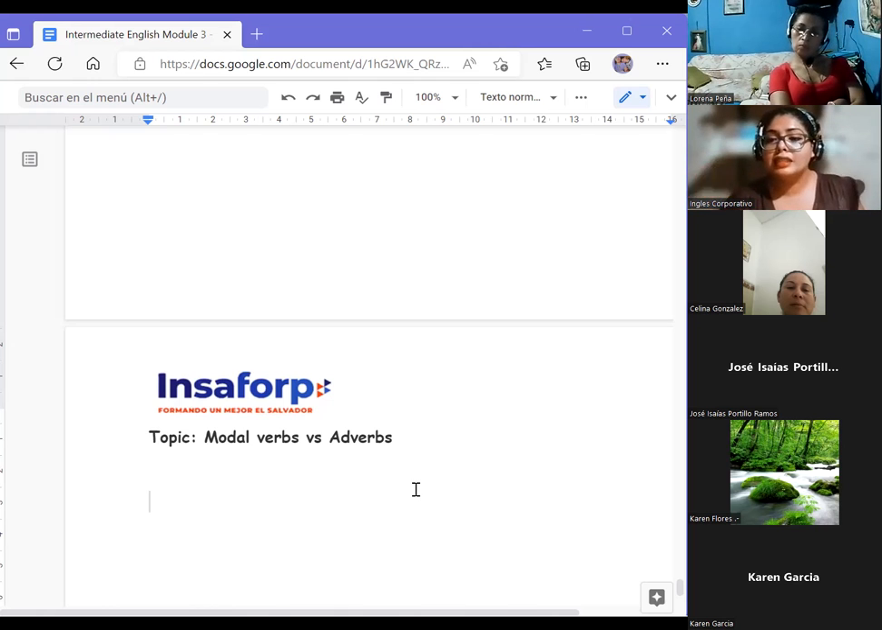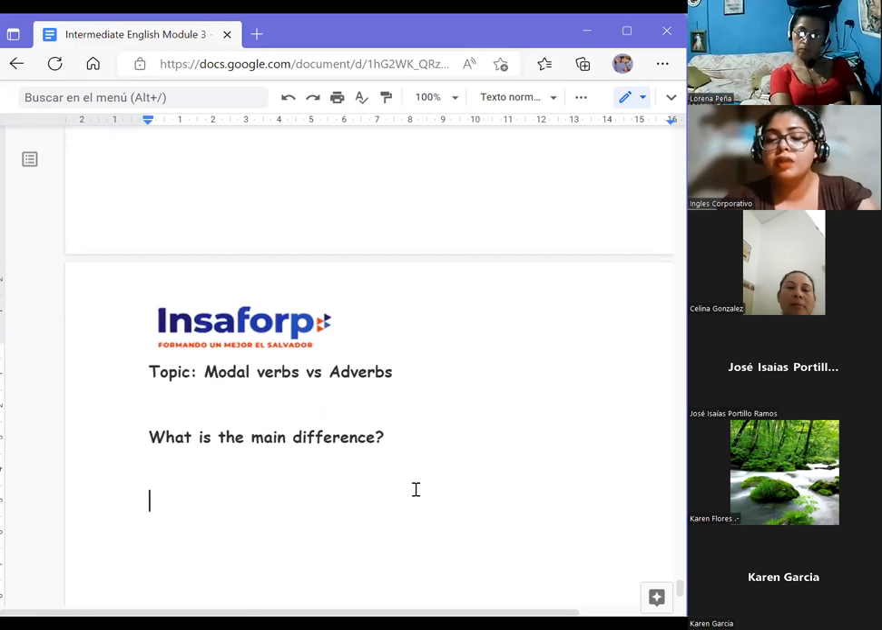So in that case, that is the main difference that they have. So we are going to write the information here because it's necessary that you have this information or this knowledge about the modal verb and the adverb.